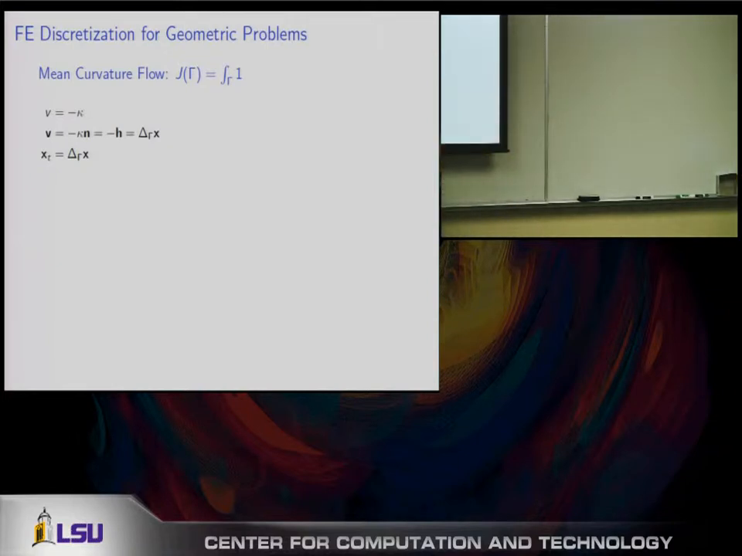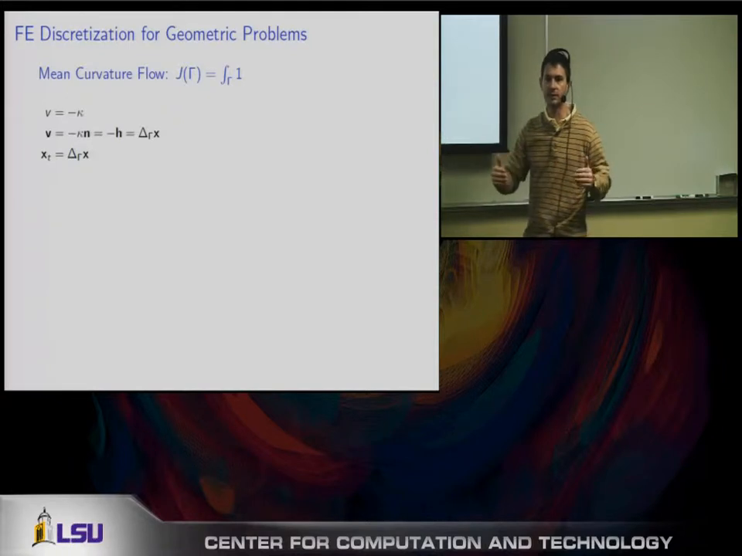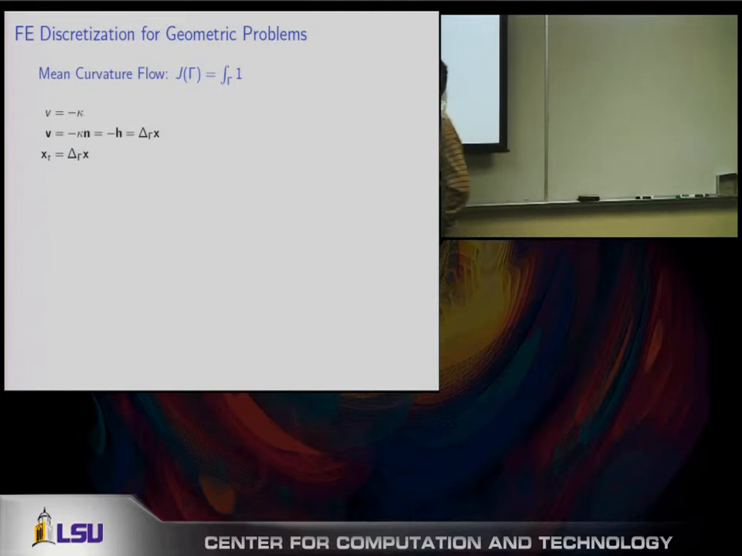and the normal velocity is given by minus the shape derivative of this functional here. So this flow, the mean curvature flow, creates a flow that tries to minimize the area, because I am moving the surface in the direction of minus the shape derivative of the area. So this is what you get as a scalar equation: normal velocity equals minus the mean curvature.